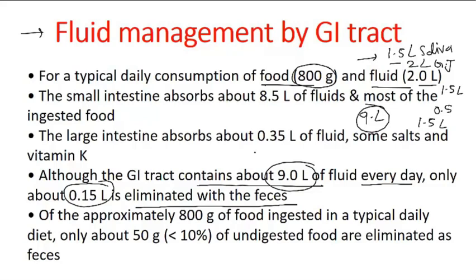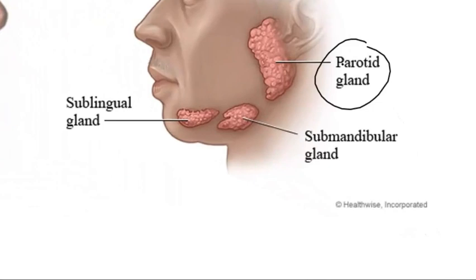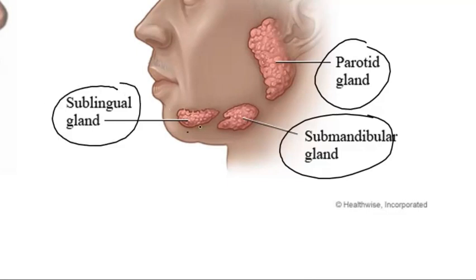Let's move into the first kind of secretion, that is salivary gland secretions. Sorry, it should be salivary gland or saliva secretion. The extrinsic salivary glands include three different types. One is the parotid gland, actually a pair of parotid glands, the submandibular gland and the sublingual gland. These are the three major types of glands that we have as salivary glands.